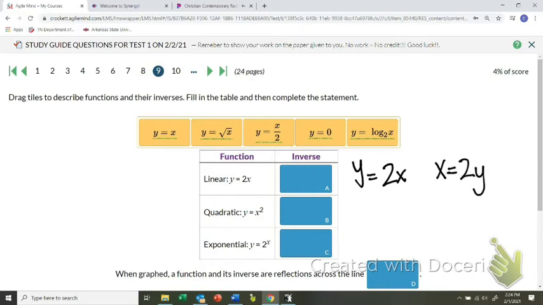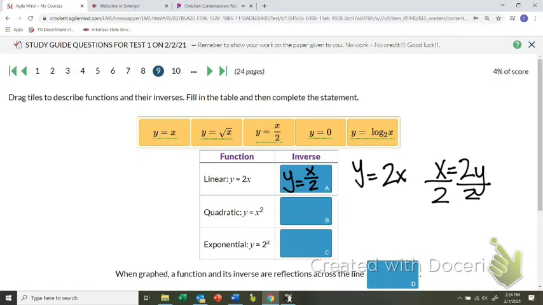First, I swap the x and the y. Then I solve for y. So what do I do with the 2? I divide. So the inverse of 2x is x over 2.